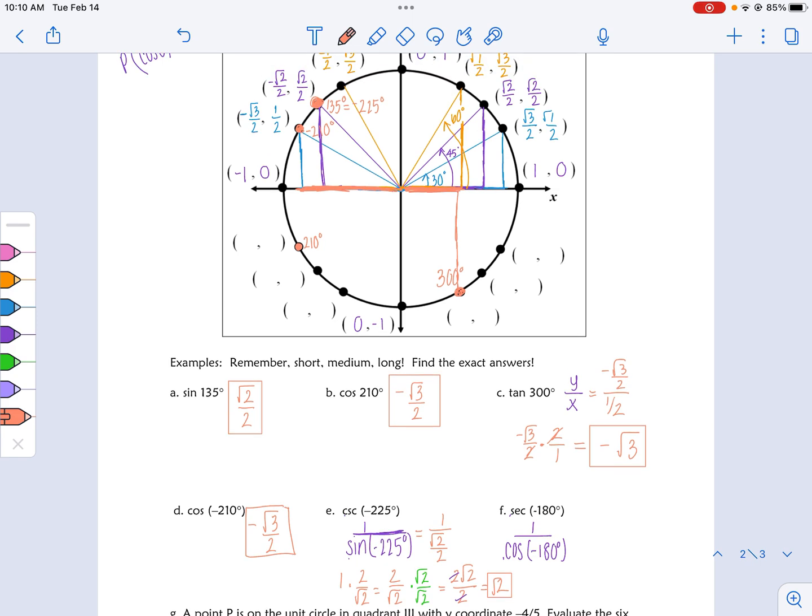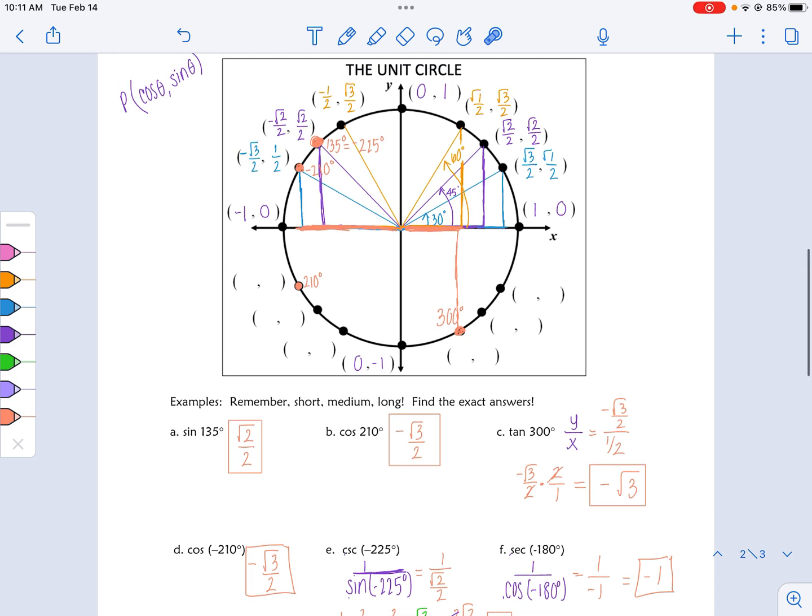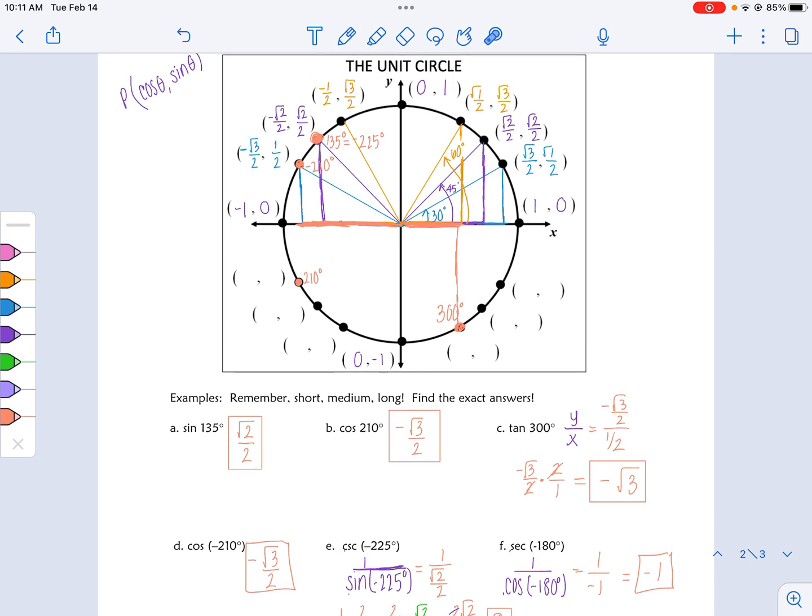Then cosine of -180, start at the x-axis, go clockwise. Cosine is the x. X here is -1. So it's really 1/-1, which is -1. You can always draw out your triangles and find your opposite, adjacent, hypotenuse. Hypotenuse is always 1. But we want to get to the point of short, medium, long, so it's more efficient with your unit circle. If you have questions on this, please make sure to ask in class. We will be going over this a lot, building the unit circle over and over.